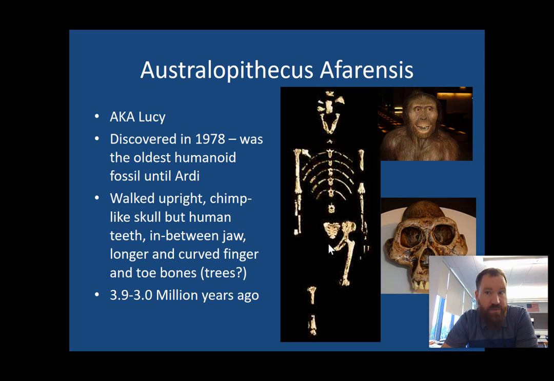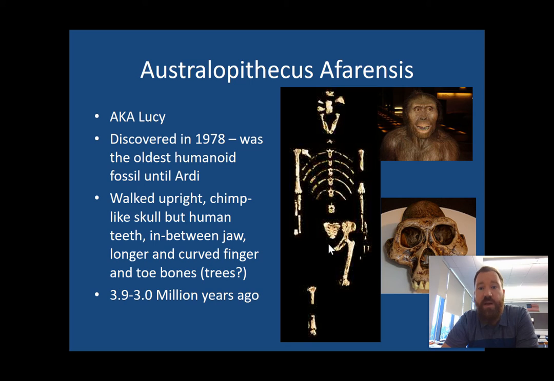We can tell that Lucy was definitely walking upright, almost exclusively, and that they were not still living in trees, despite the curved bones in their hands and feet. That was what we call vestigial. It was left over, right? It just hadn't evolved out of the species just yet.